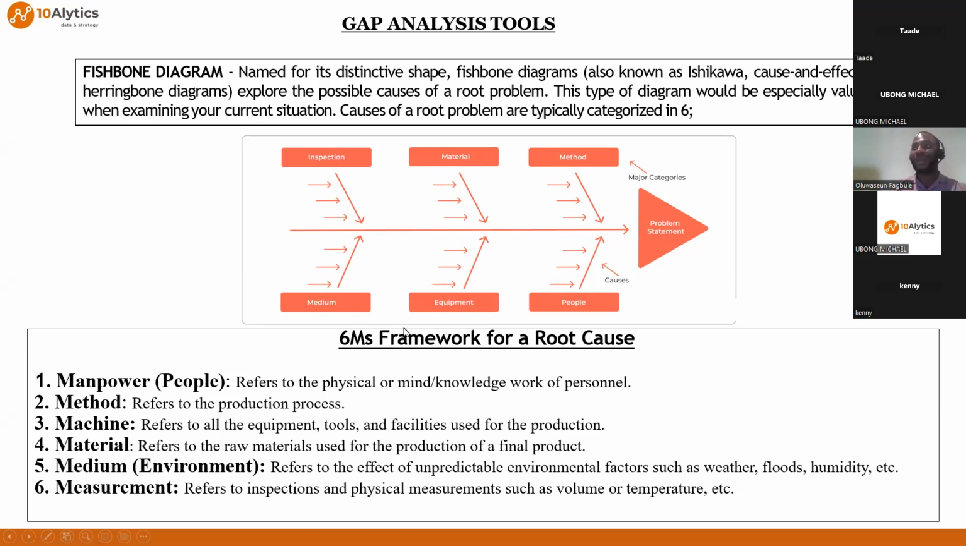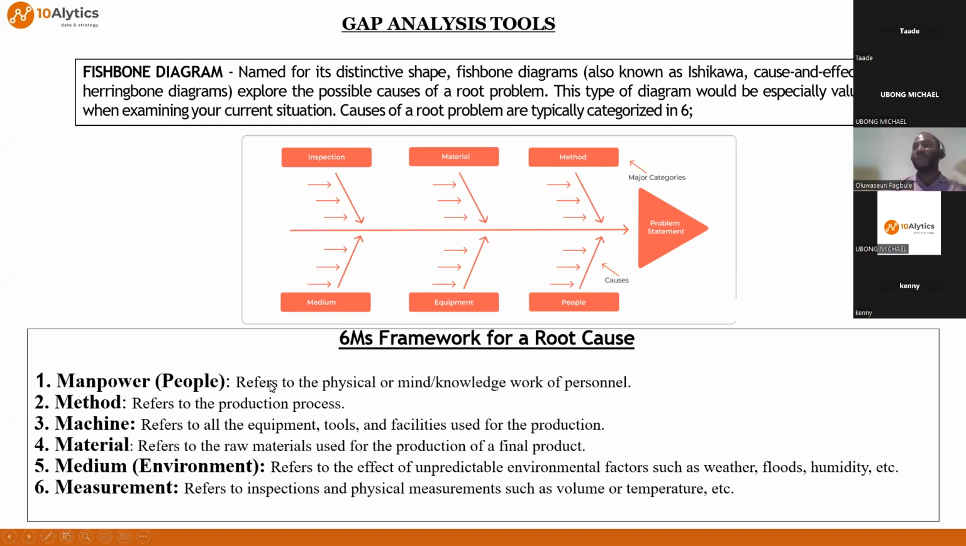So those are the 6 M's framework, for a root cause, to find out the causes of an effect. Remember, fishbone diagram is a cause and effect, right? It tells you the causes to a particular effect. Right. So the 6 M's framework goes first. You have manpower, which is people.